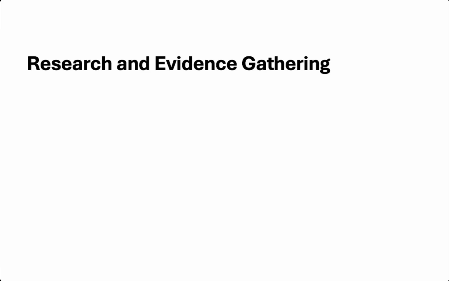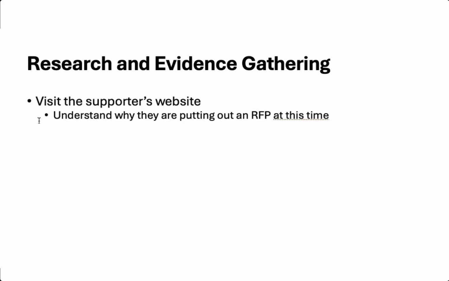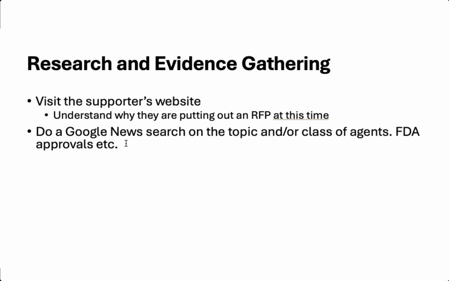And then we'll also talk about research and evidence gathering in a separate lesson because it's very important. But at least a quarter of your needs assessment writing will be actually spent researching and gathering information and looking at the supporter's website. The first thing you do is you find out who the supporter is, because that's a question that you need to ask. And you understand why exactly they're putting out a request for proposals at this time. There's always a reason that they want to spend multiple hundreds of thousands of dollars on an educational program. So you need to know what that reason is when you're writing your needs assessment so you address it properly.